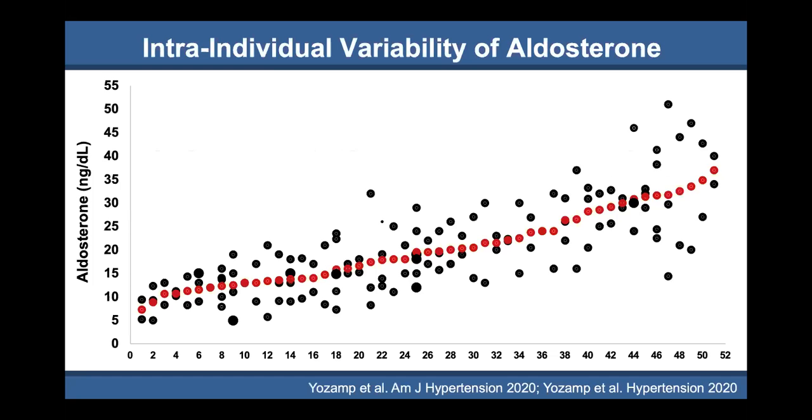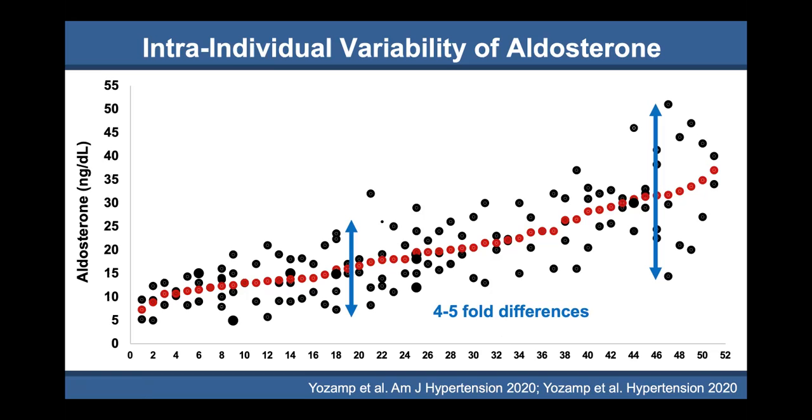To highlight that, here are 50 patients with confirmed primary aldosteronism. Each one of these patients has been screened and undergone confirmatory testing to confirm the diagnosis. And what you're looking at are different aldosterone levels on different days for each patient. Each black dot represents an aldosterone level measured on a different day for each one of these patients. The red dots represent the mean of each aldosterone level for each patient. And what you can appreciate here is that there's substantial variability for each patient. For example, the intra-individual variability for each participant on different days is sometimes as much as 4 to 5-fold.